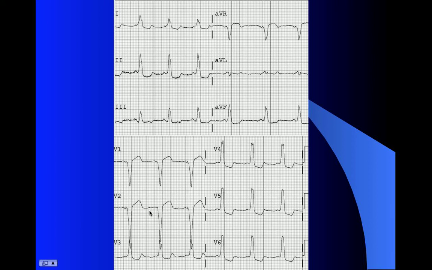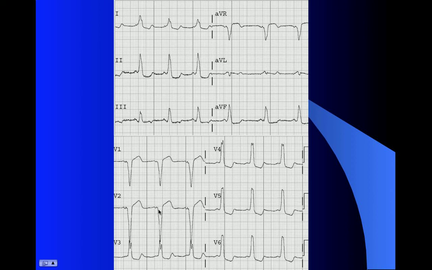You see a very short PR, so the P wave is really right up against the QRS. There's really no straight PR segment there at all. It's just merging right in there. You have a wideish QRS. This one actually looks like a left bundle. And you have a delta wave.